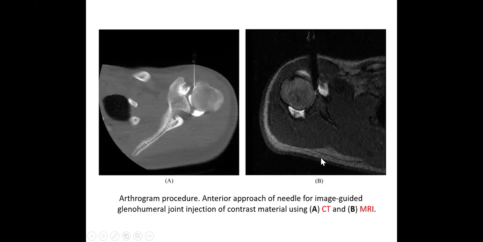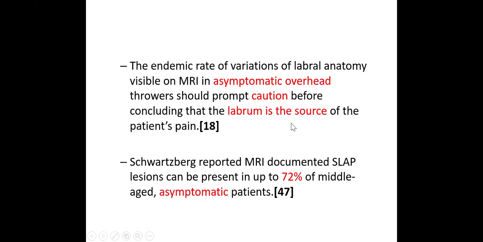So this is the arthrogram procedure, the anterior approach of the needle for the image-guided glenohumeral joint injection of the contrast material using the CT scan and the MRI, but ultrasound is also used for this purpose. The endemic rate of variation of labral anatomy visible on MRI in asymptomatic people should prompt caution before concluding that the labrum is the source of the patient's symptoms, specifically in the asymptomatic. So some caution is needed before declaring that the labrum is the source.